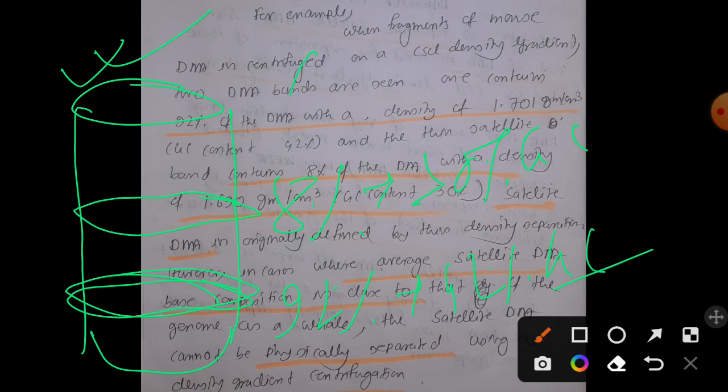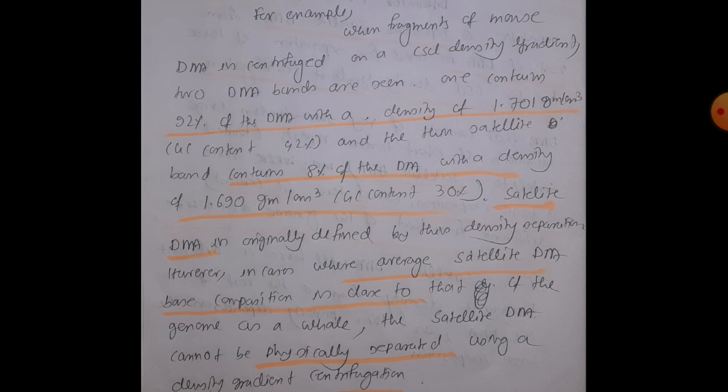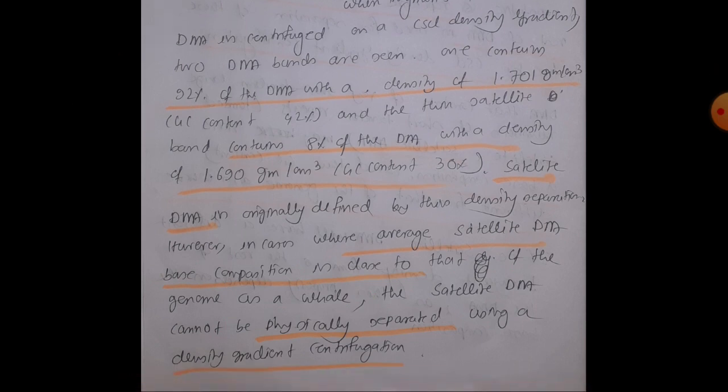GC content has a higher molecular weight than the AT content, and that is nothing new, right? Not AC, it is AT, right? So as GC has a higher molecular weight, it is clear that it will provide a higher buoyant density, right? So that is the concept that you may observe in every case.